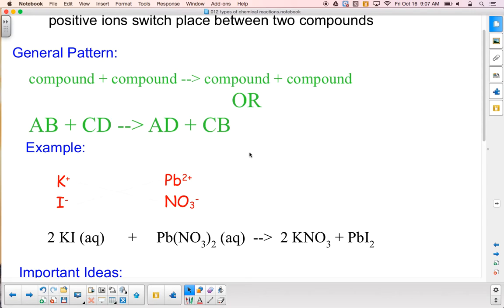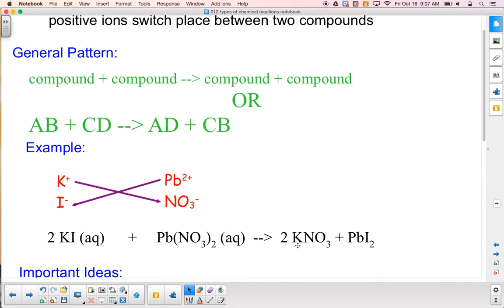Notice that when you look at the potassium iodide, it consists of potassium ions and iodide ions. When you look at the lead nitrate, it consists of lead 2 positive ions and nitrate ions. In a double replacement reaction, we're simply going to trade places with the positive ions. So the potassium is going to become partners with the nitrate, and the lead is going to become partners with the iodide. When we trade partners, we do have to be aware of the charges.